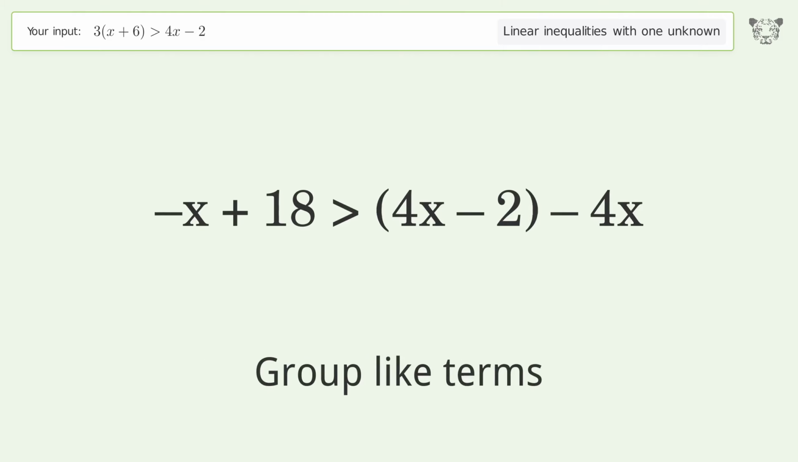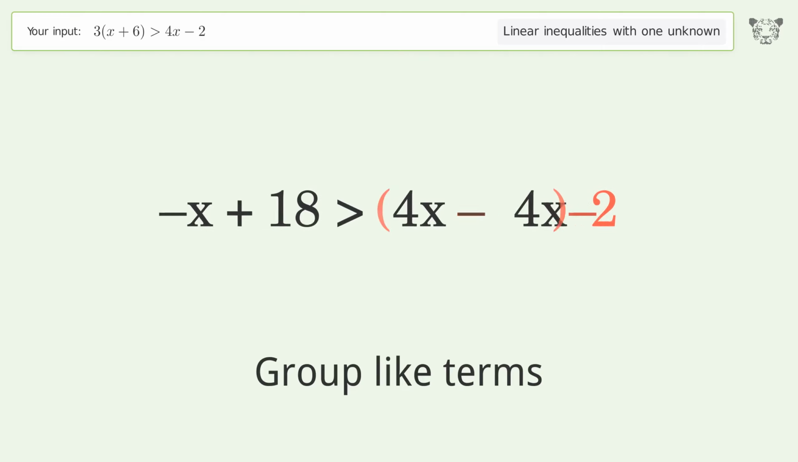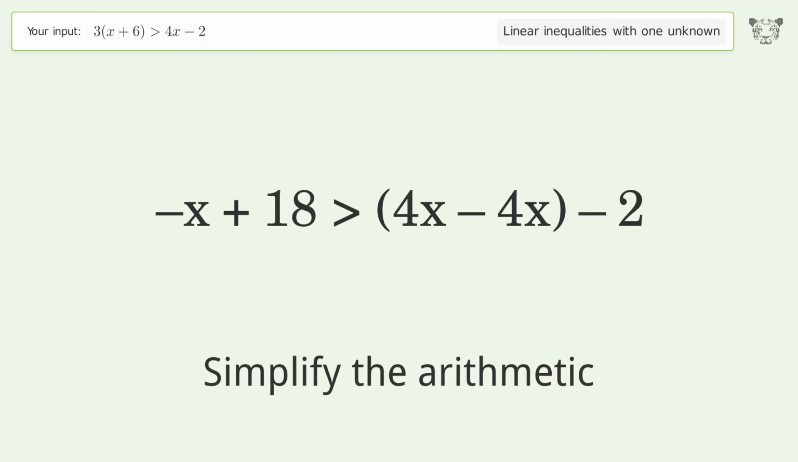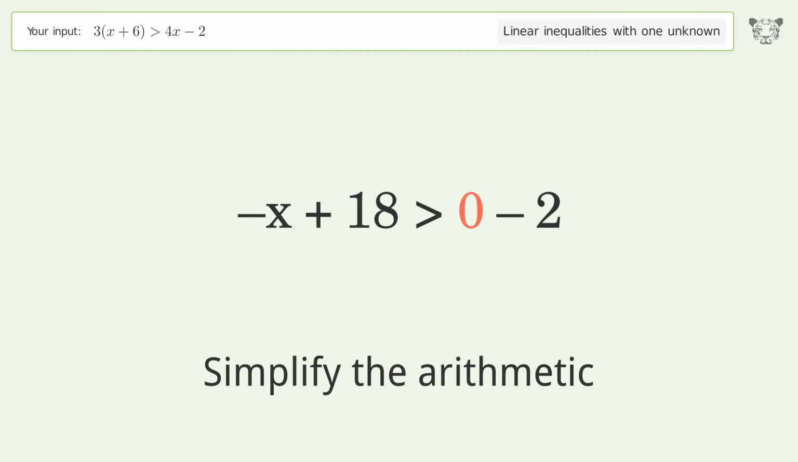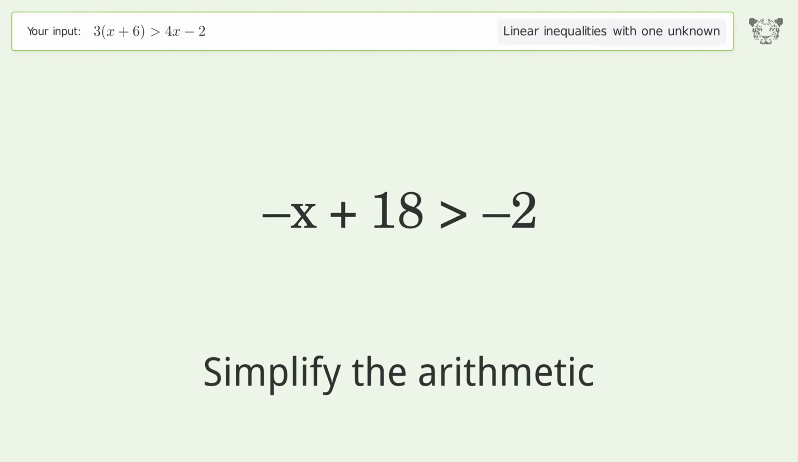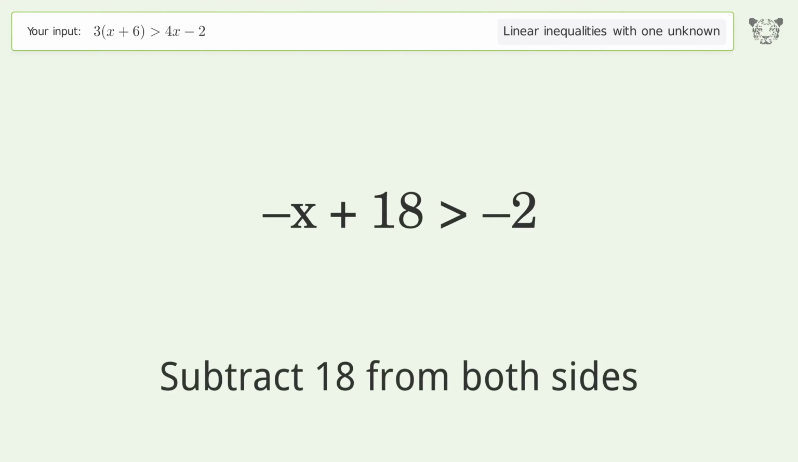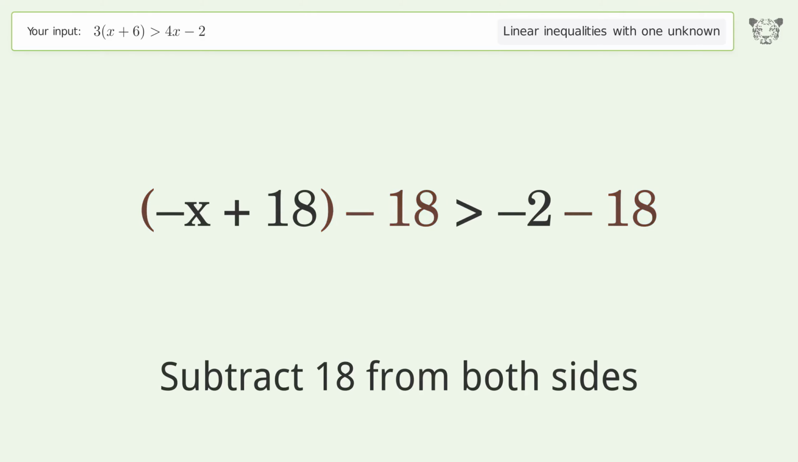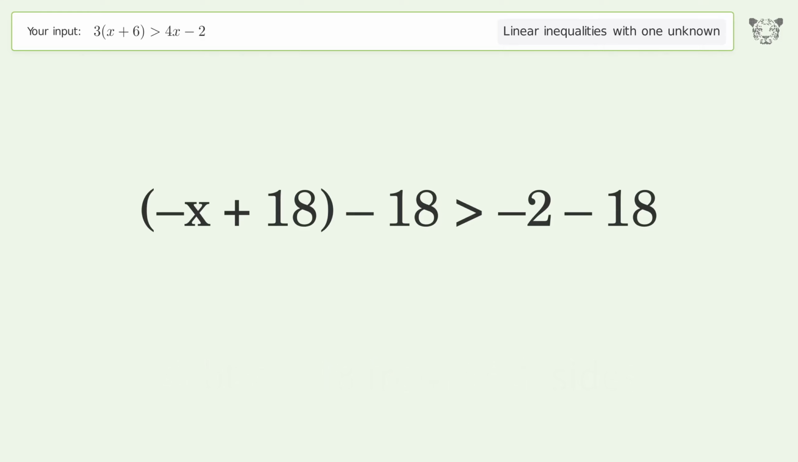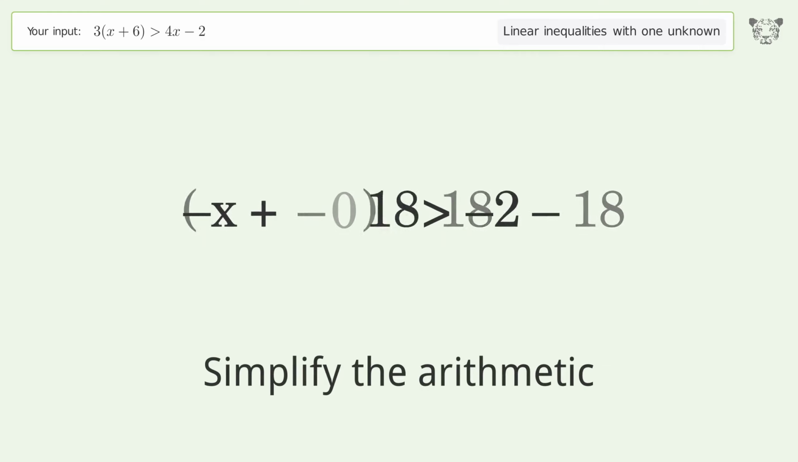Group like terms. Simplify the arithmetic. Group all constants on the right side of the inequality. Subtract 18 from both sides. Simplify the arithmetic.